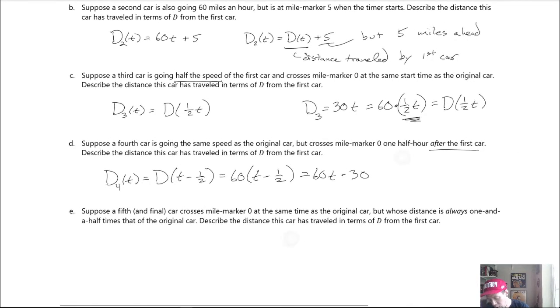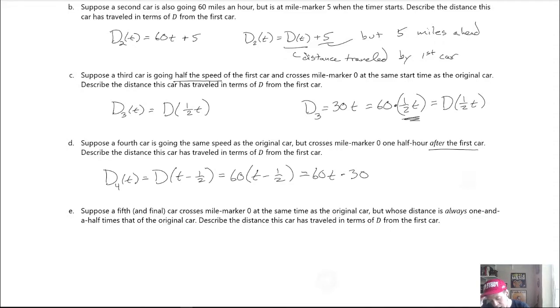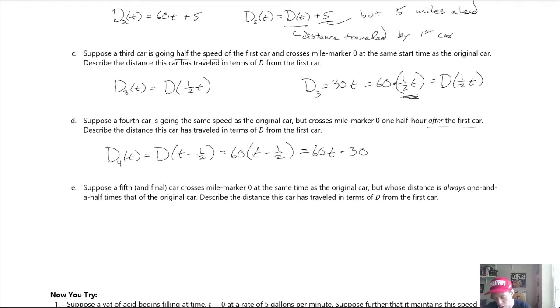Now we have a fifth and final car crossing mile marker 0 at the same time as the original car, but the distance is always 1.5 times that of the original car. So this is like multiplying the distance. And 1.5 times, that's 1 and a half, equals 3 halves the distance of the original car. So we can say that the distance of the fifth car is always going to equal 3 halves times the distance of the original car.